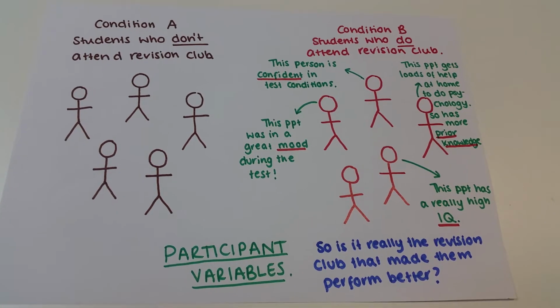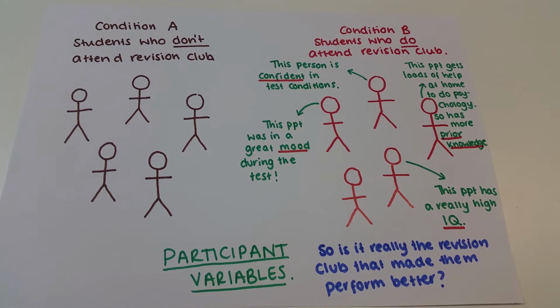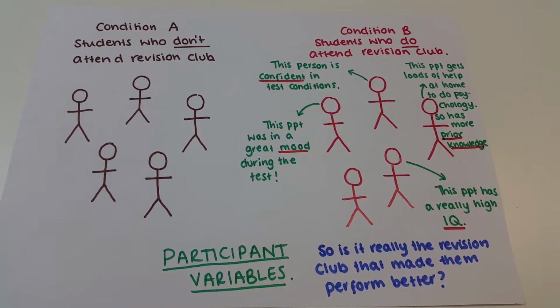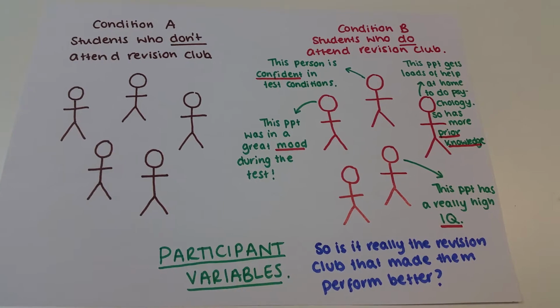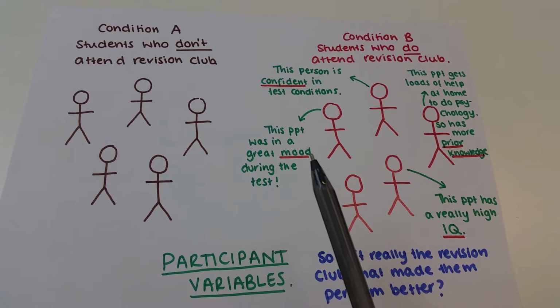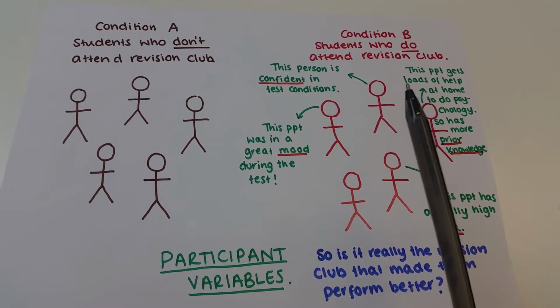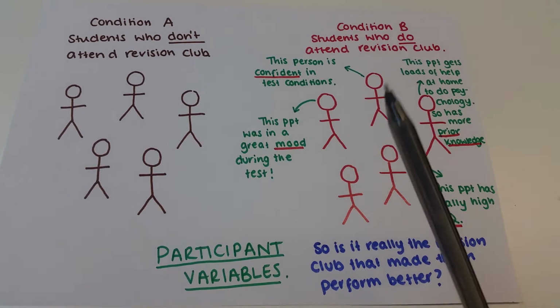So my second extraneous variable is participant variables. Now, participant variables are anything to do with the participant, so the characteristic of the participant that is affecting the results. So, going back to our study, I'm expecting, or I assume, that those people that went to revision club, the reason that they did better on their psychology test is because of revision club.